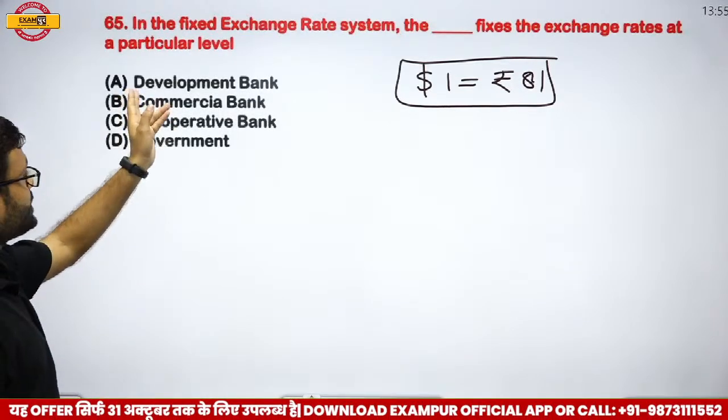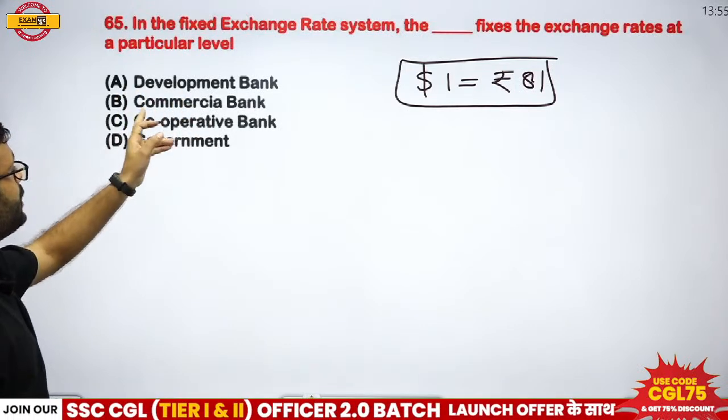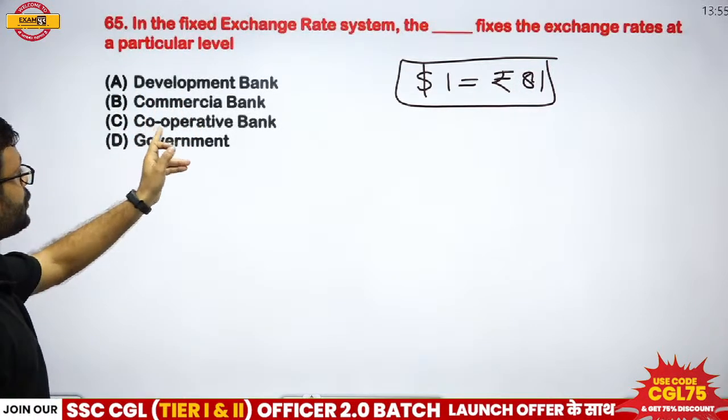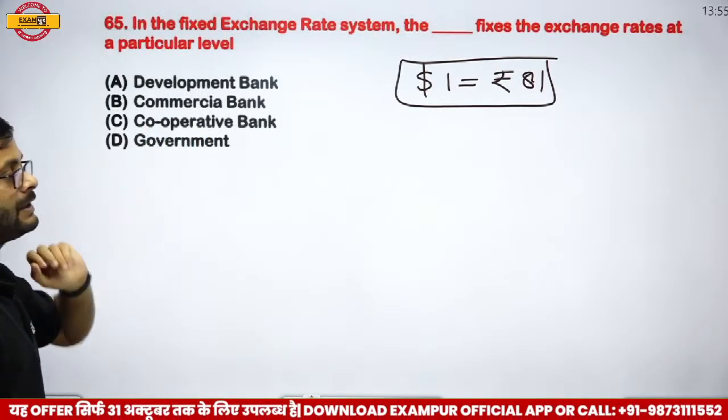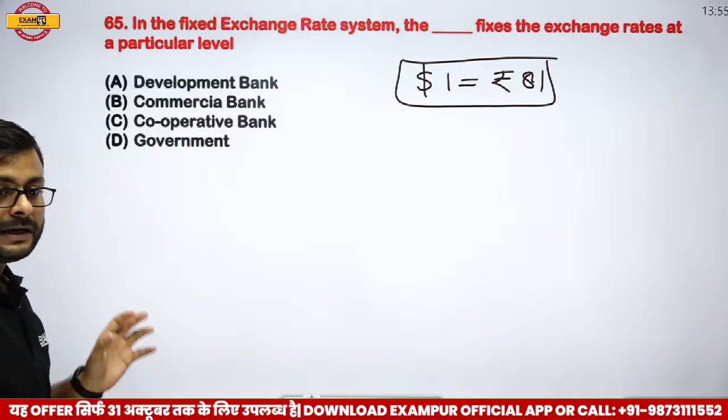The options are: development bank decides the exchange rate, commercial bank decides the exchange rate, cooperative bank decides the exchange rate, and the government decides the exchange rate. So what will be the correct answer for this question?